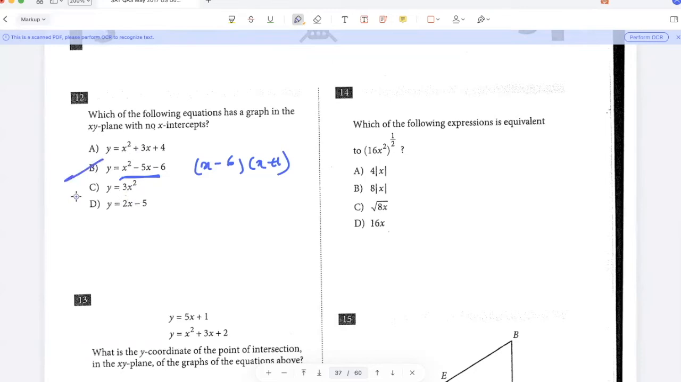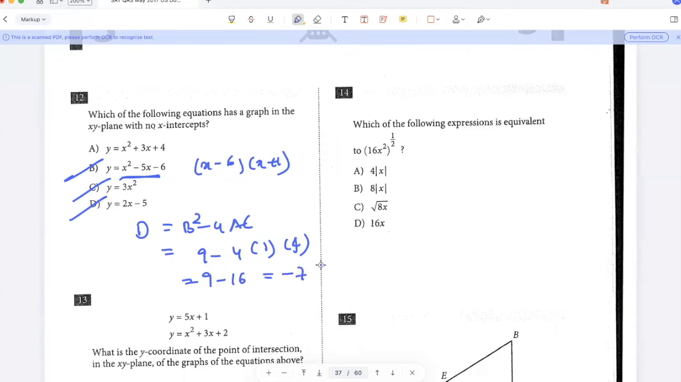This has an x-intercept at the origin. And this has an x-intercept of 2.5, right? So it should be this. Let's just calculate the discriminant. B squared minus 4AC, which is 9 minus 4 into 1 into 4. So 9 minus 16, which is negative 7. So this does not have any real roots, so no x-intercepts.